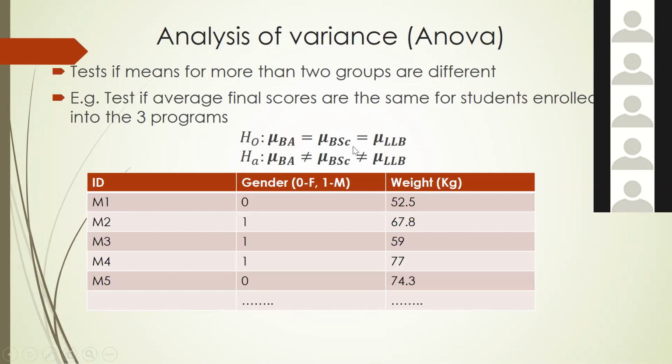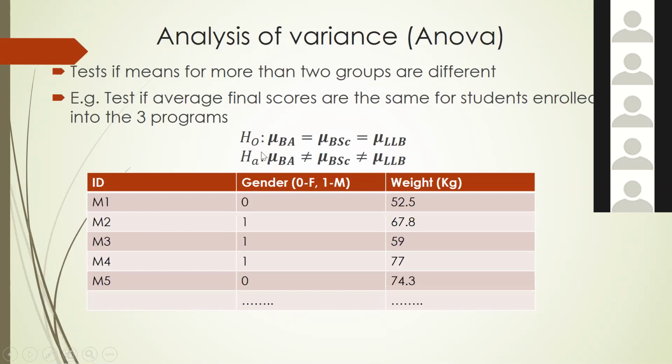So remember we had 3 different programs: Bachelor of Arts, Bachelor of Science, and Bachelor of Laws, okay? So what we want to test is if average final scores are the same for students enrolled into the 3 programs, or if they are different, okay? So the null hypothesis is that the mean score for Bachelor of Arts is equal to the mean score for Bachelor of Science, is equal to the mean score for Bachelor of Laws.